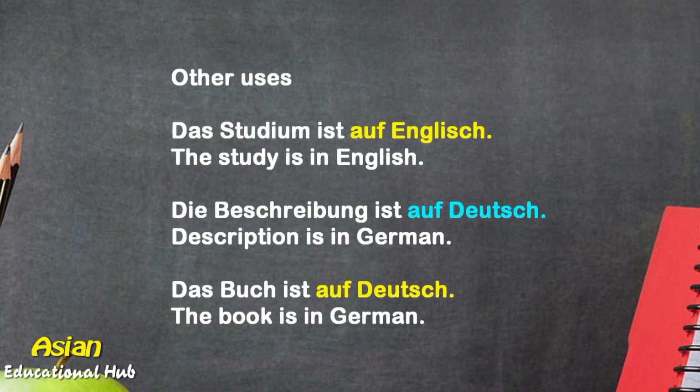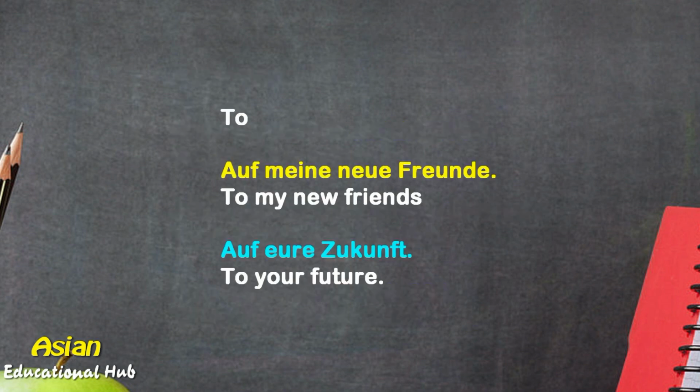Now, some other uses of auf, meaning here in. Das Studium ist auf Englisch. The study is in English. Die Beschreibung ist auf Deutsch. The description is in German. And das Buch ist auf Deutsch. The book is in German. Auf is used here as in. And its another meaning is to. Auf meine neuen Freunde. To my new friends. Auf eure Zukunft. To your future.